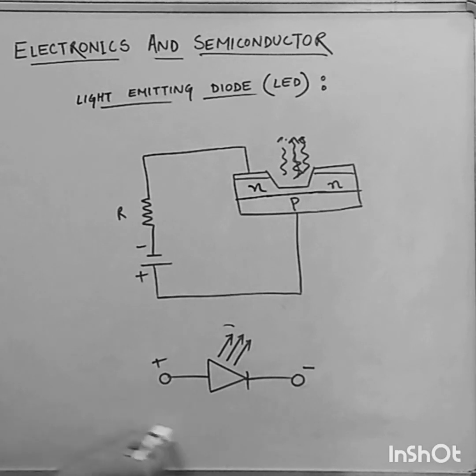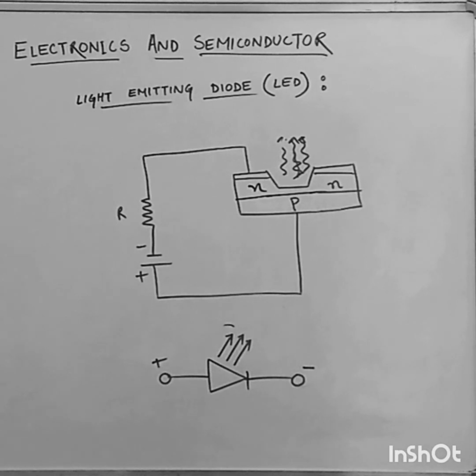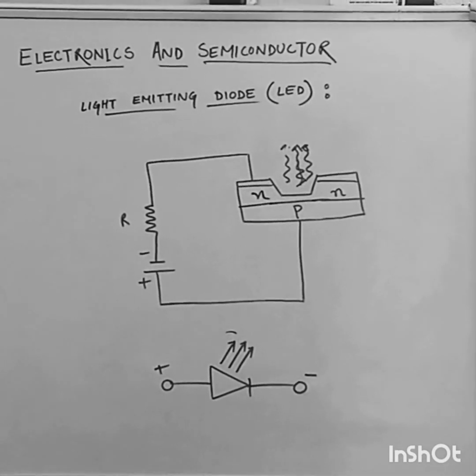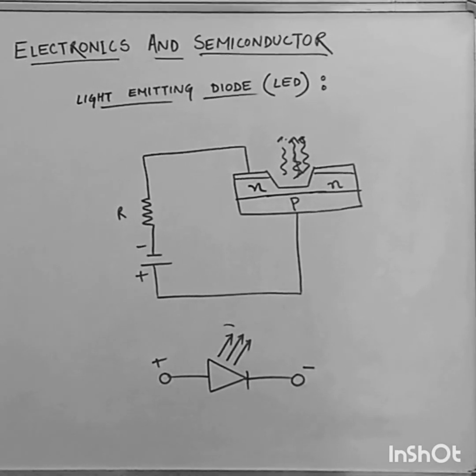Okay, and this one is the symbol of LED. It is just like the normal PN junction diode, just with arrows added to represent the optical energy that is being released by the light emitting diode. So when this diode is forward biased, then you know that electrons and holes are moving fast across the junction. For example, electrons come from N to P, and holes go from P to N, so they are moving fast across the junction and they are combined constantly.